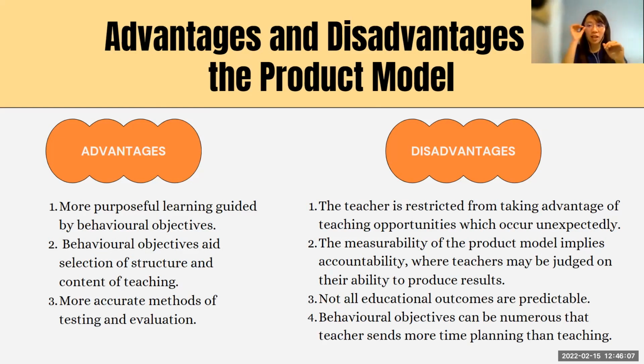And then another disadvantage is that not all educational outcomes can be predicted in the class. What if there are some new things that the students can learn in the class, but it's not written down? Not everything that we learn in life can be written down in black and white. So this is one of the disadvantages of the product model.